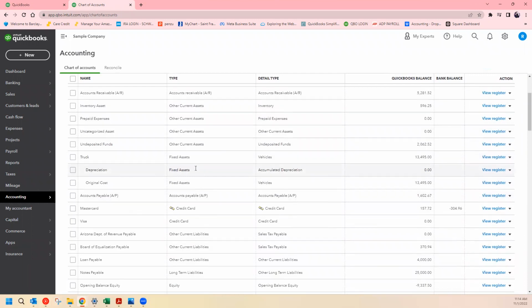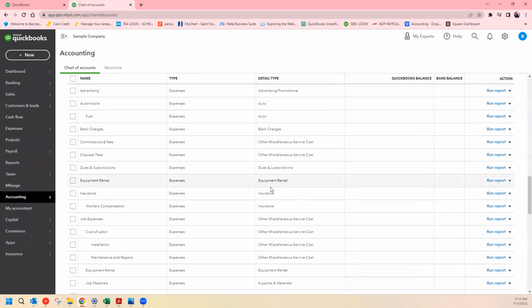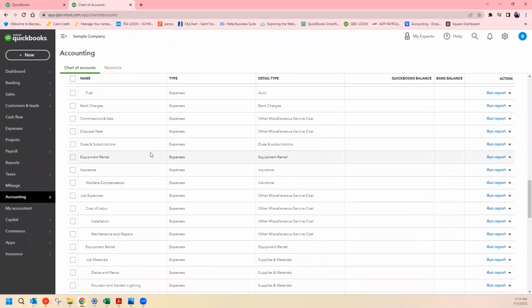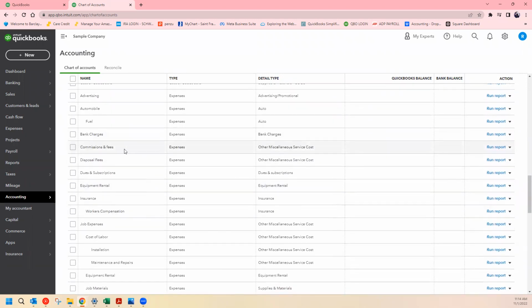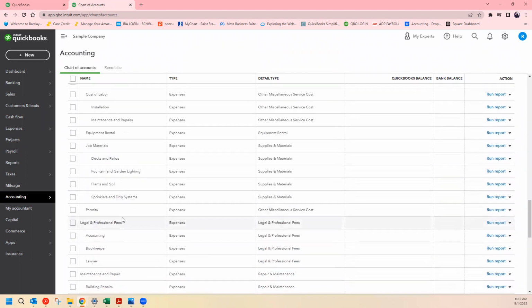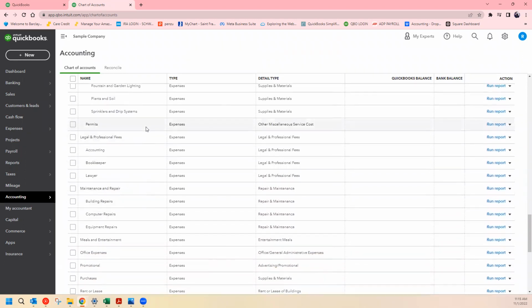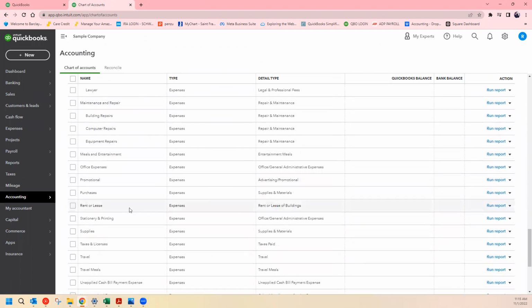And then you're going to have your expenses, which we all know what expenses are. That's going to be anything that's costing your company money to run the company, basically. So you're going to have your bank charges, fees, disposal fees, dues and subscriptions, permit expenses. This is a landscaping company in the sample file, so it's all related to that. But your maintenance and your repair, your rent expense, anything that's costing you money that is taken out of the money that you made is going to be an expense.